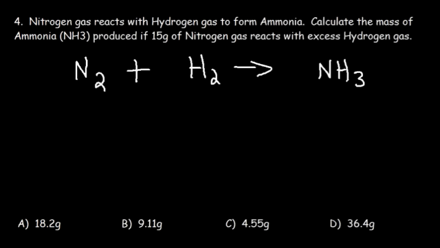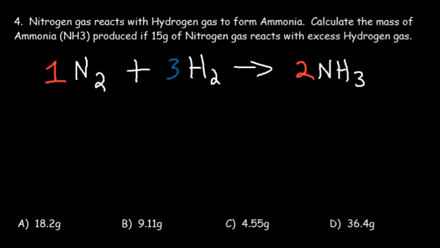To balance it, we need to put a 2 in front of NH3. So the nitrogen atoms are balanced. We have 2 nitrogen atoms on both sides. Notice that we have 6 hydrogens on the right side. 2 times 3 is 6. So we need to put a 3 in front of H2. So now it's balanced.